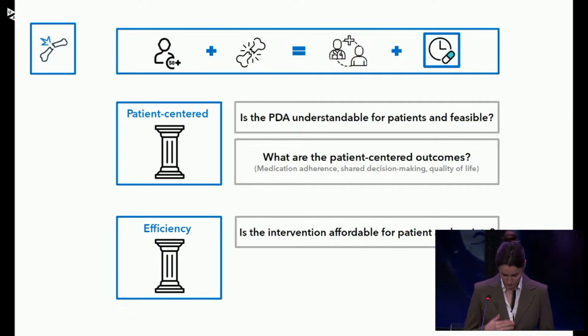The questions we wanted to answer are: is the intervention, so the patient decision aid, actually understandable for patients? Is it feasible to be implemented into the clinic? How are the patient-centered outcomes different between those who received the intervention and those who did not? And is the intervention actually affordable for patient and society?